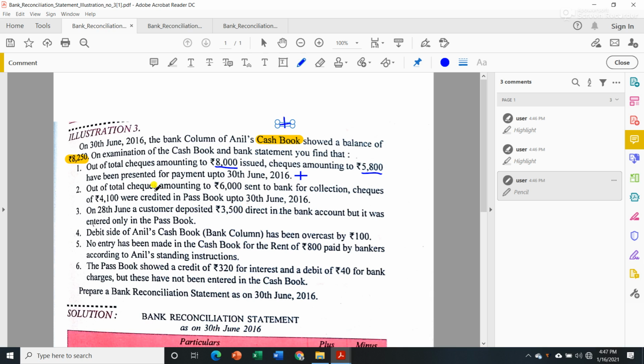Okay, the next is, out of total checks amounting to 6,000 sent to bank for collection, checks of rupees 4,100 were credited in bank passbook up to 30th June 2016. That means we had some checks worth rupees 6,000. We were supposed to receive 6,000, but we received only 4,100 from bank. That means our cash book is showing that we received 6,000, but actually we received only 4,100.